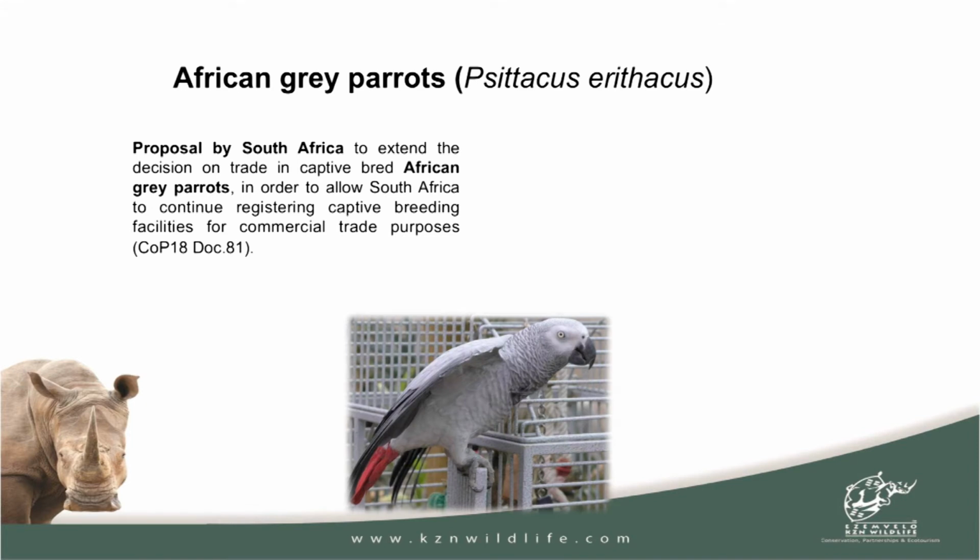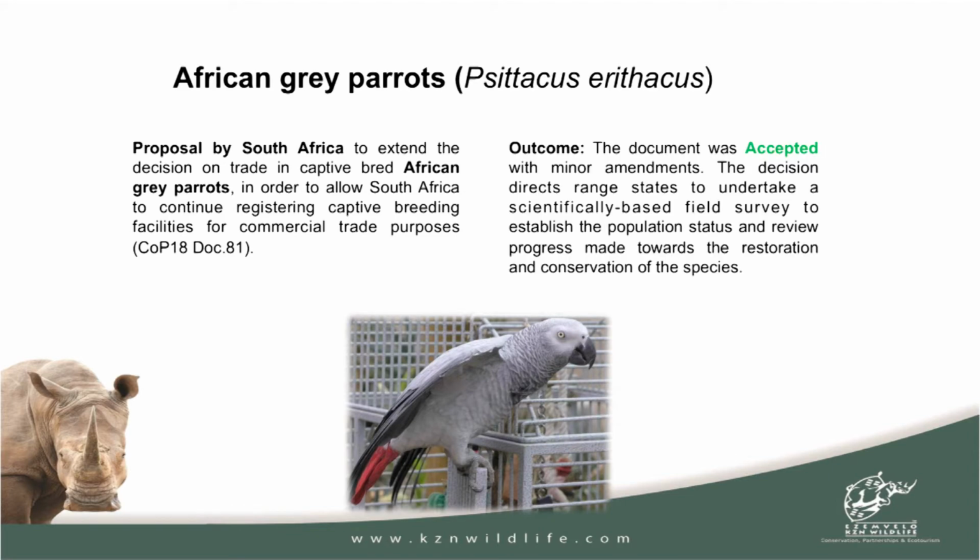The next of South Africa's proposals was that of African grey parrots. The proposal was to extend the decision on trade in captive bred African grey parrots in order to allow South Africa to continue registering captive breeding facilities for commercial trade purposes. So the outcome there, positive again. The document was accepted with minor amendments, and those related to actually the range states for those species.